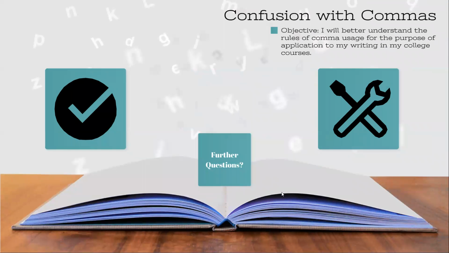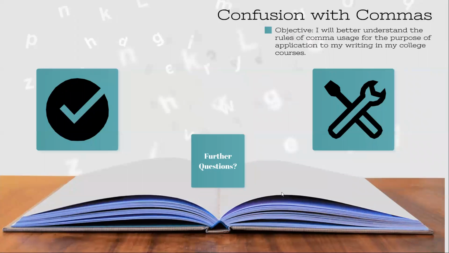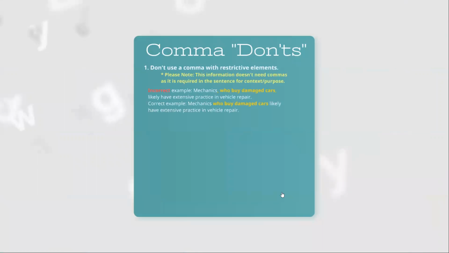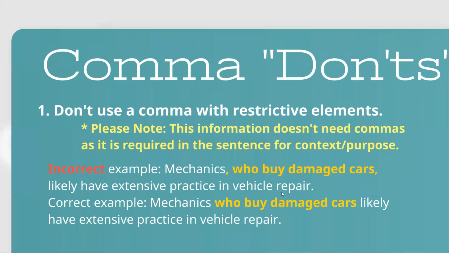All right, keeping these do's in mind, let's look at the don'ts, starting with that first comma don't rule, which is don't use a comma with restrictive elements. Now, please note again that I've included a correct and incorrect example for your reference, you visual learners. So let's take a look at these first. Now, the sentence in this example reads, mechanics who buy damaged cars likely have extensive practice in vehicle repair.